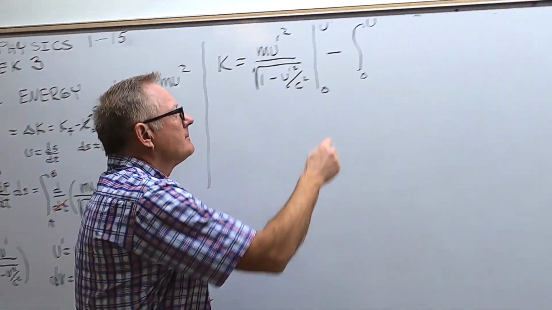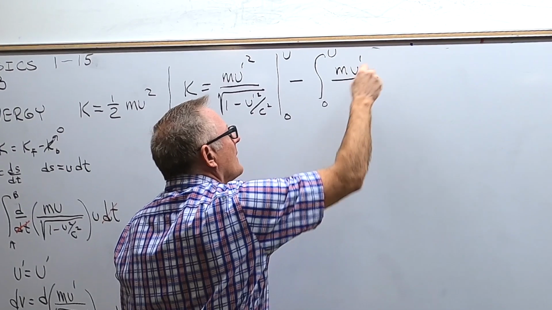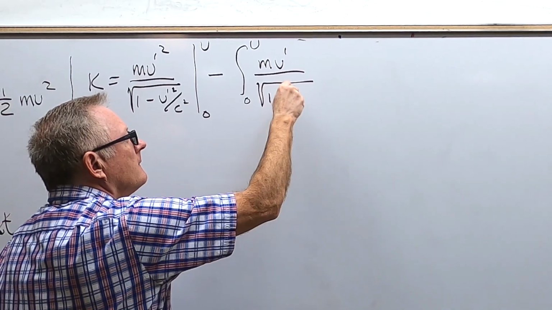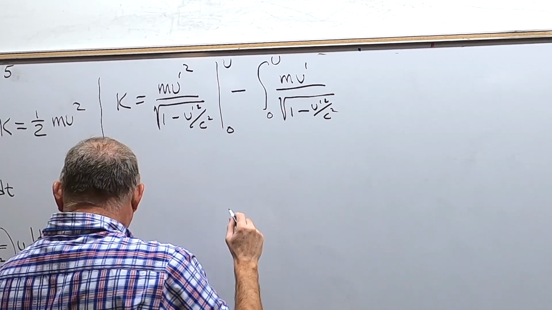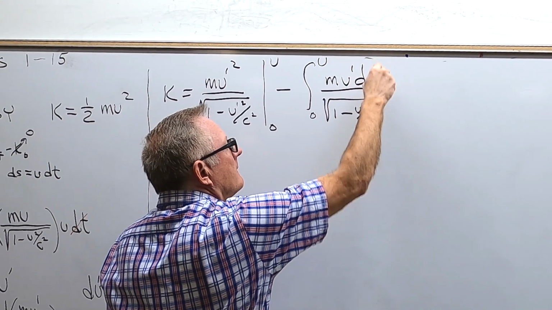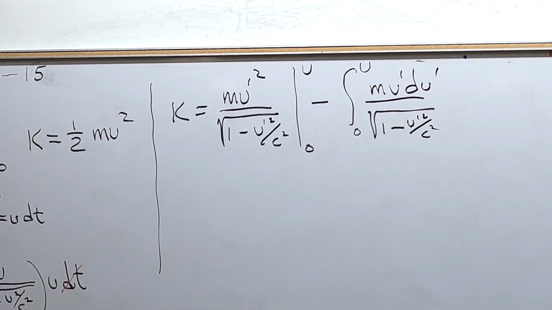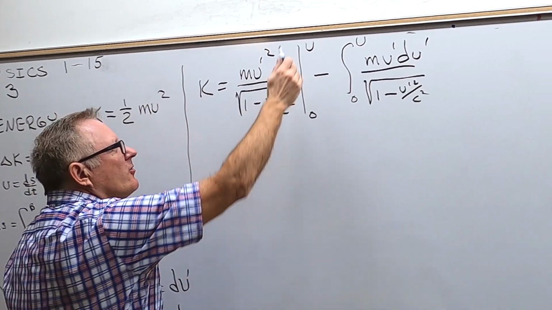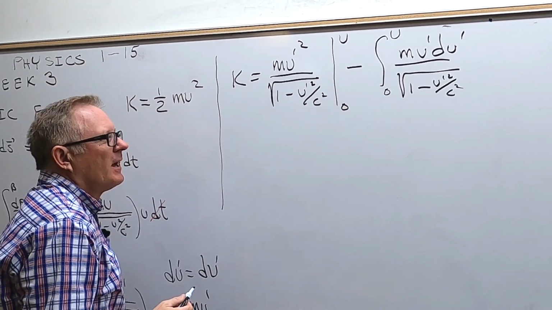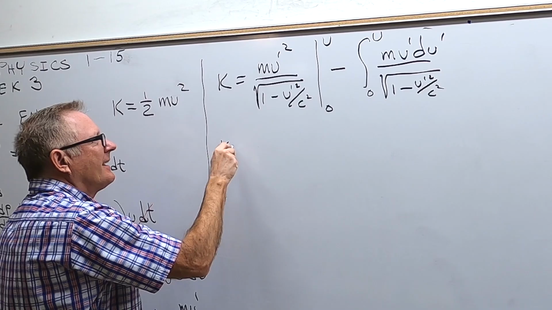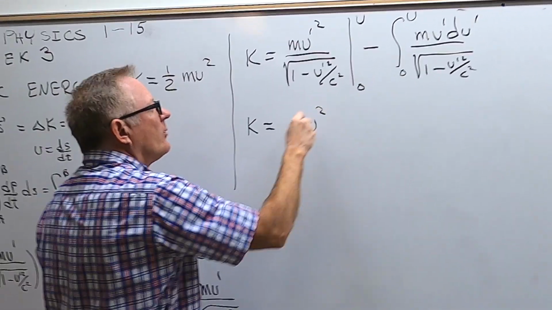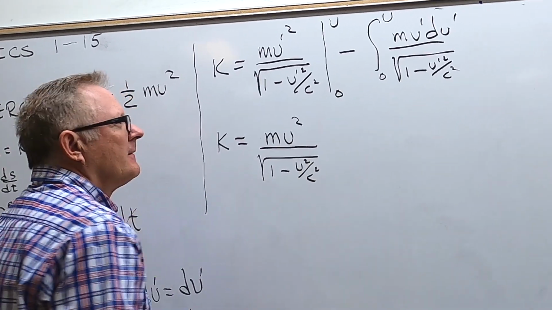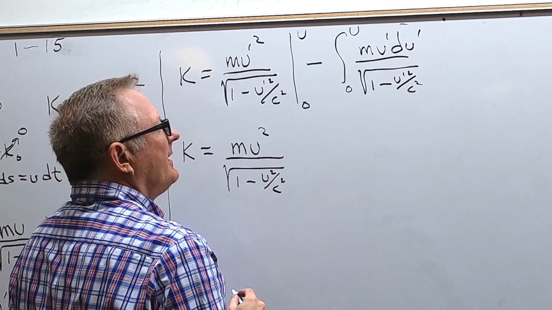mu prime all over the square root of 1 minus u prime squared over c squared, du prime. So we just integrated it by parts. Now we can plug in these limits right here. When you plug in 0, you get 0. So all I have to do is plug in the top one, which means all my u primes go back to u's. So we get k is equal to mu squared all over the square root of 1 minus u squared over c squared. And then we still have to integrate this thing over here.